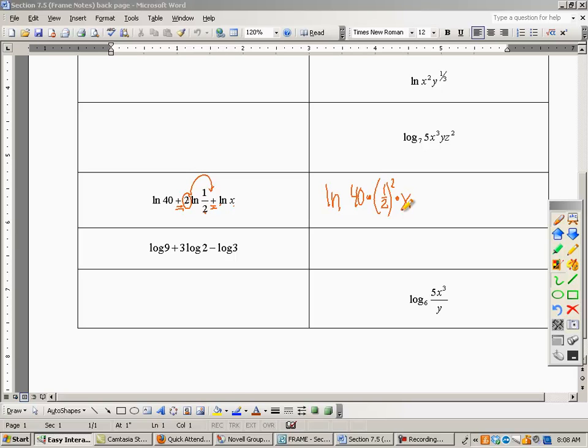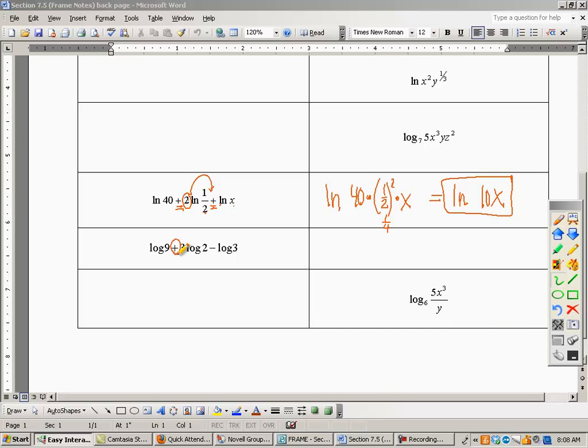Now, this is not as simplified as you can go, so I want to simplify this. 1/2 squared is 1/4, and 1/4 times 40 is 10. So I have the natural log of 10x, and this is what we want our answer to be because we'd like it as simplified as it can go. All right, let's try another condensed.